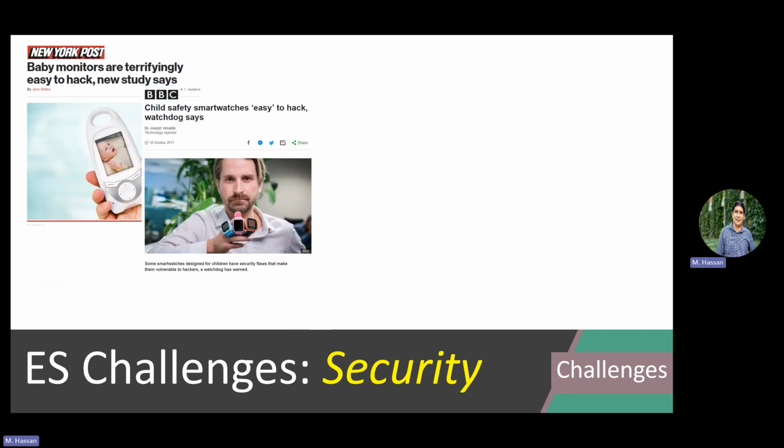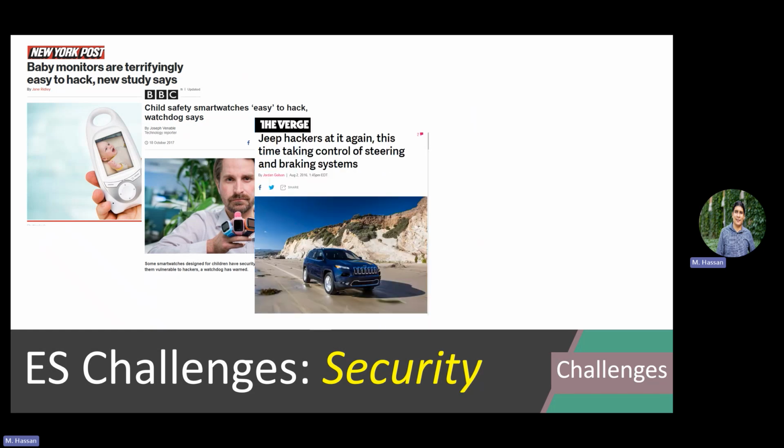There are many examples here from the news, like baby monitors and smartwatches for kids. But the most interesting one is this one. We're not talking about a fully autonomous vehicle or a sci-fi movie. This is something that really happened in cars on the streets. Researchers, I think in 2016, were able to remotely control the wheel of a Jeep Cherokee driving on a highway. You try to move to the right lane or take a right turn, and they force you to go left.